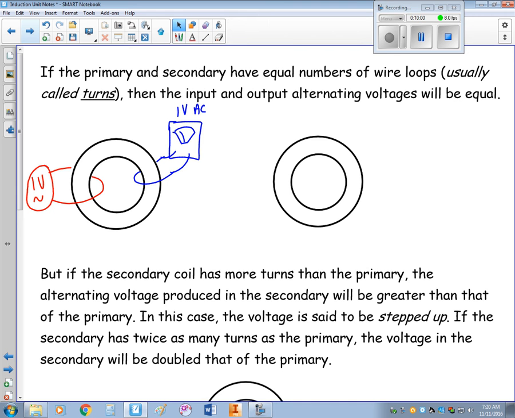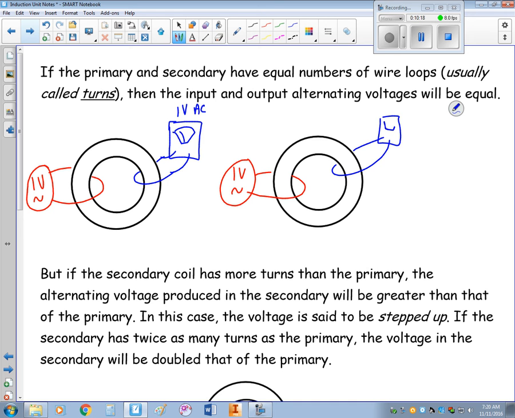I could have more than one wire on my output side. So here's my 1 volt of alternating current. And then let's say I had 2 galvanometers. Both of those devices would read 1 volt alternating current, which is really helpful.